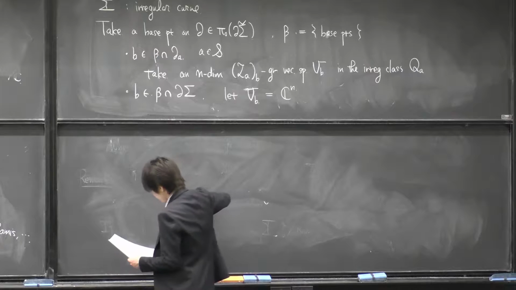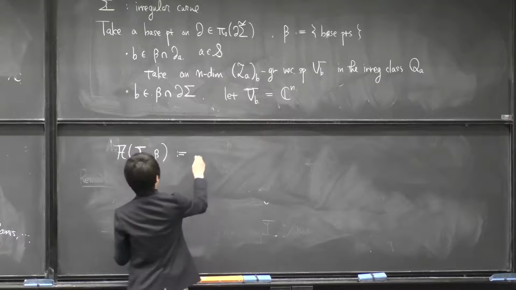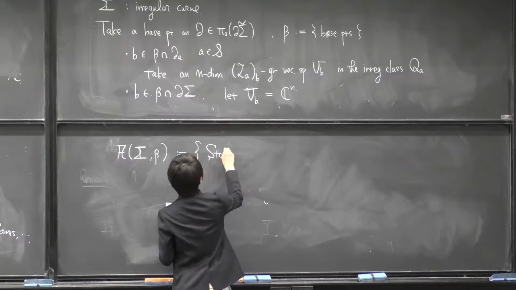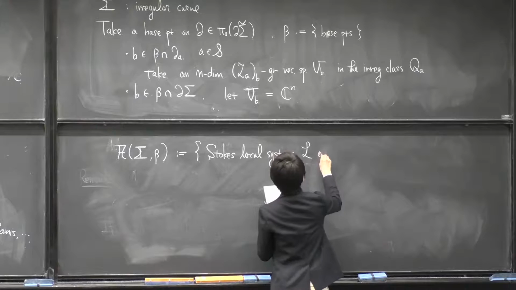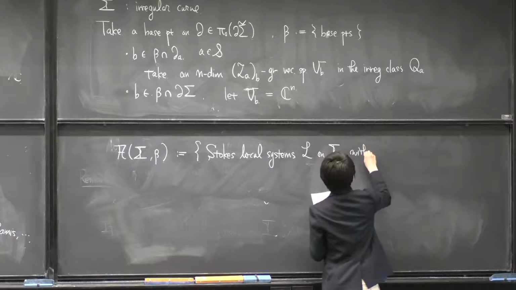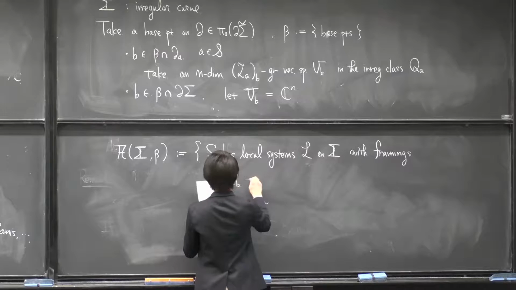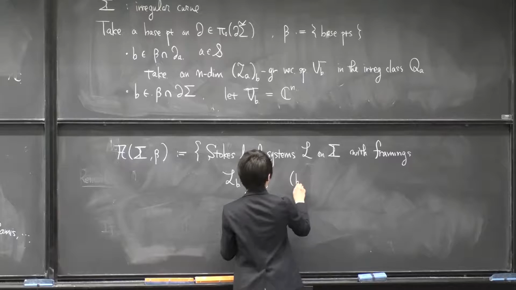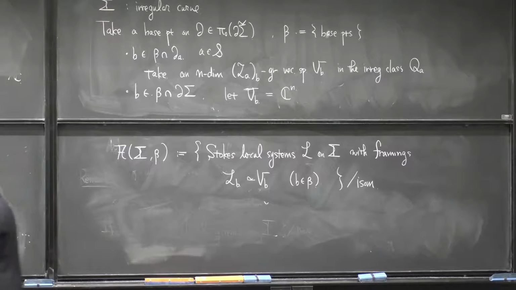So now define A of Σ and B to be the set of the isomorphism classes of Stokes local systems on the irregular curve, equipped with framings at base points.